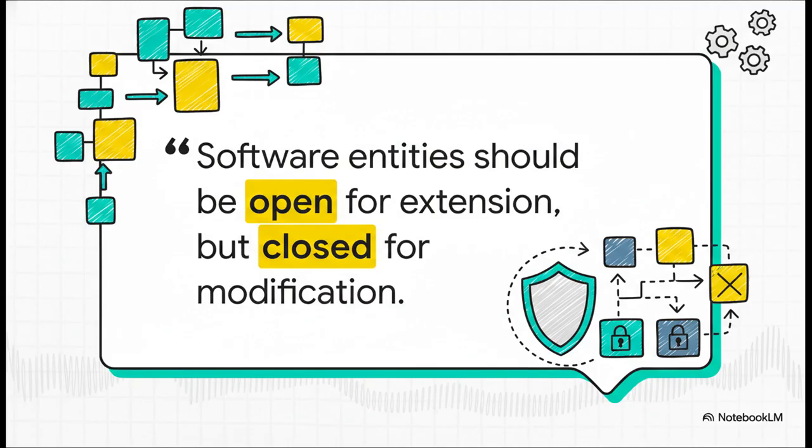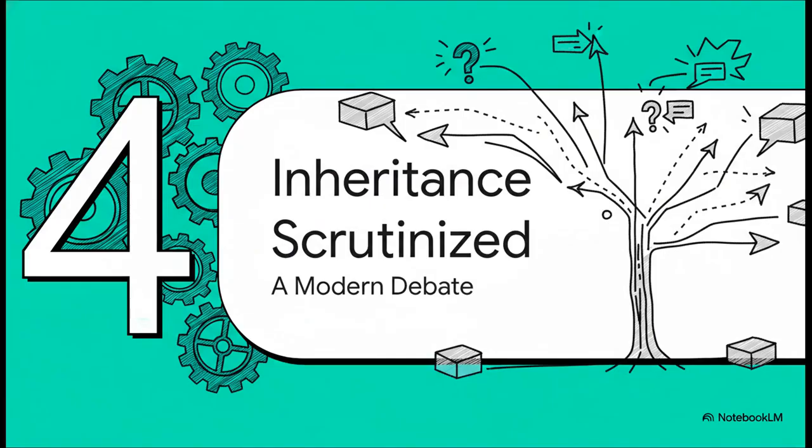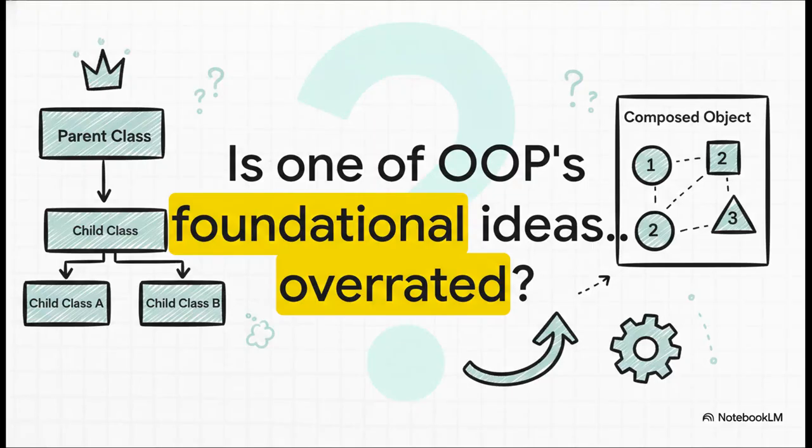Altogether, these principles create systems that are flexible and way easier to maintain. But here's where things get really interesting. Even foundational ideas get debated and refined over time. And while inheritance is one of the pillars of OOP, its practical application has become a pretty hot topic in modern software design. Turns out, not everything is as simple as it first seems. This leads us to a pretty provocative question, one that a lot of professional developers ask. Is inheritance, one of the original superpowers of OOP, actually overrated?